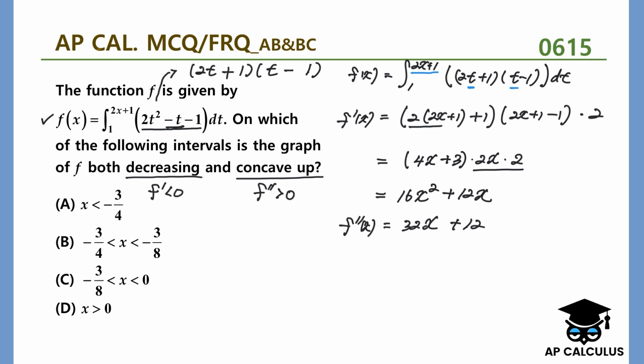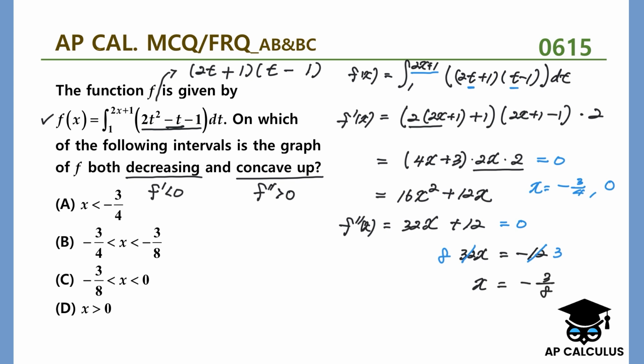So I'm going to set this equal to 0 right here, because this expression is factored already, right? So f prime is equal to 0 when x is equal to negative 3 over 4 or 0. F double prime is equal to 0 when, okay, let's solve this. 32x is equal to negative 12, and this is divided by 4, so 3 over 8. So when x is equal to negative 3 over 8, right?